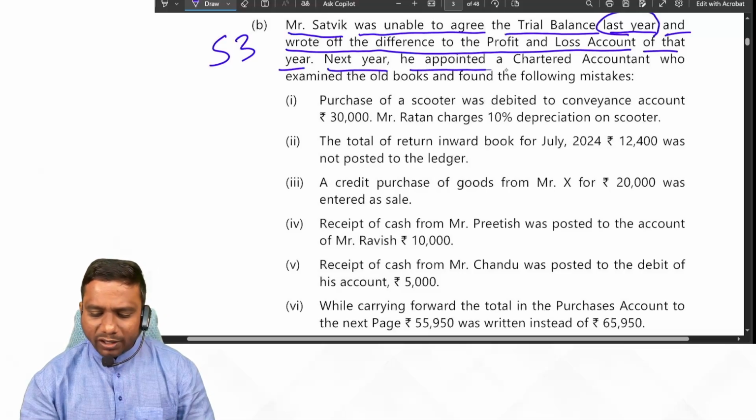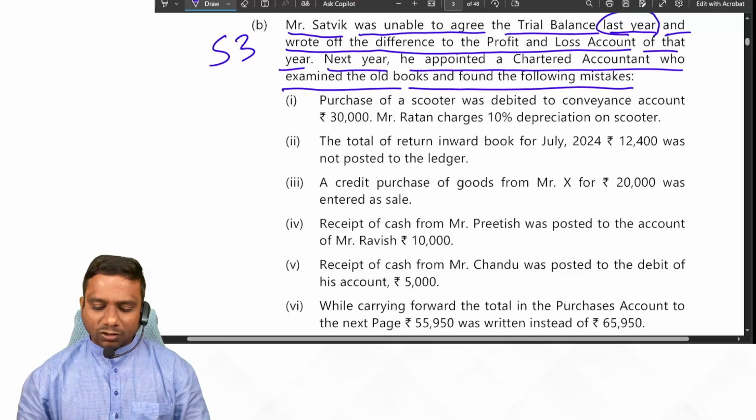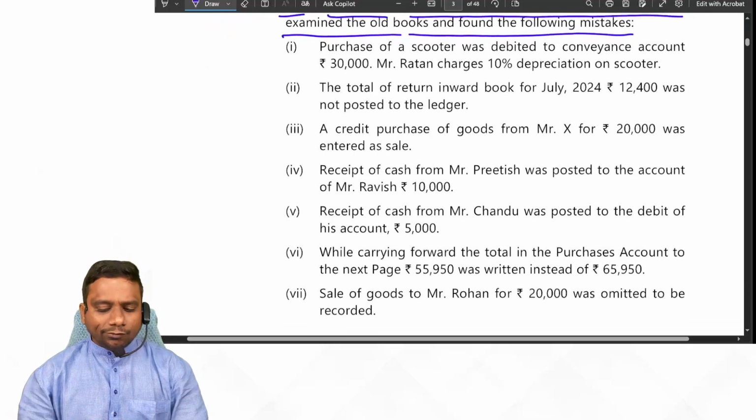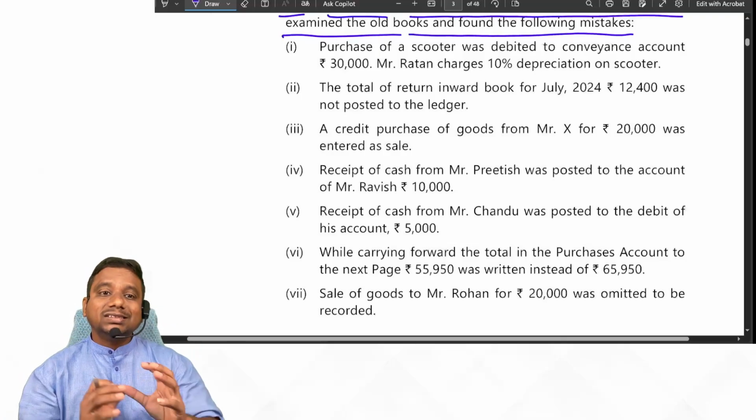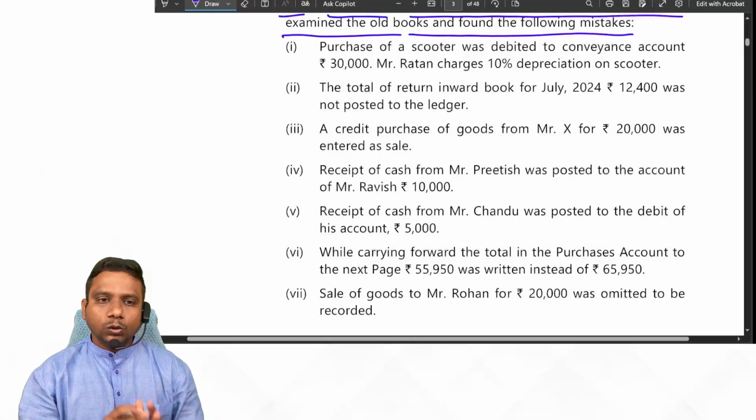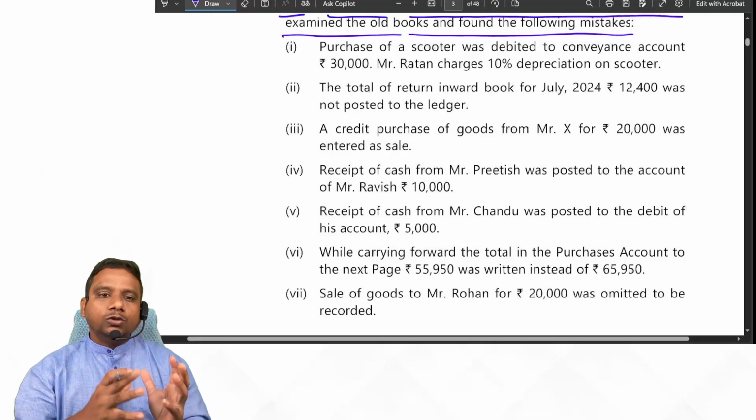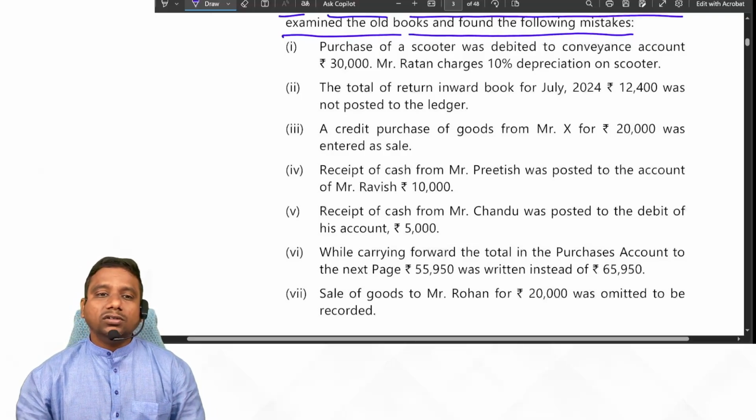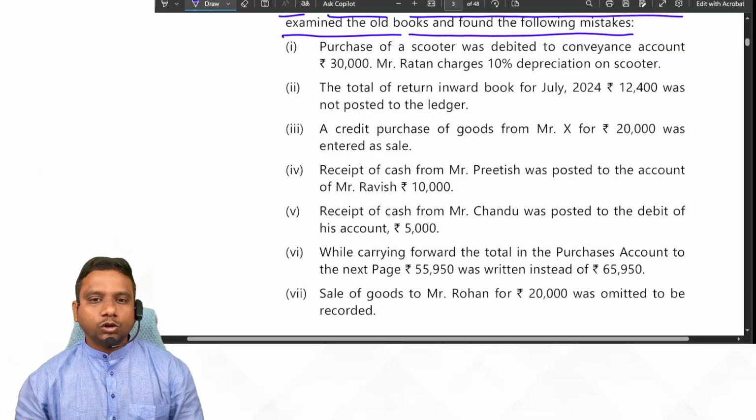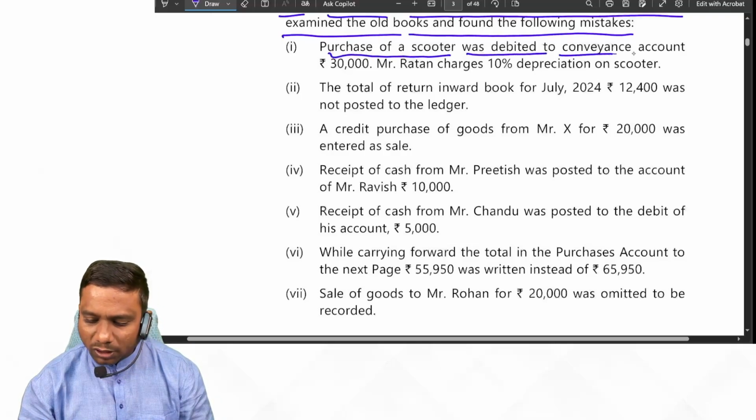Next year, he appointed a chartered accountant who examined the old books and found the following mistakes. Now look at the mistakes one by one. First, visualize how you rectify these errors under stage 2. After that, you convert it into stage 3. In stage 2, if you find nominal accounts, we use nominal accounts. But in stage 3, if you find nominal accounts, in that place we use profit and loss adjustment account. Yes or no, students? Look at: purchase of a scooter was debited to conveyance account.